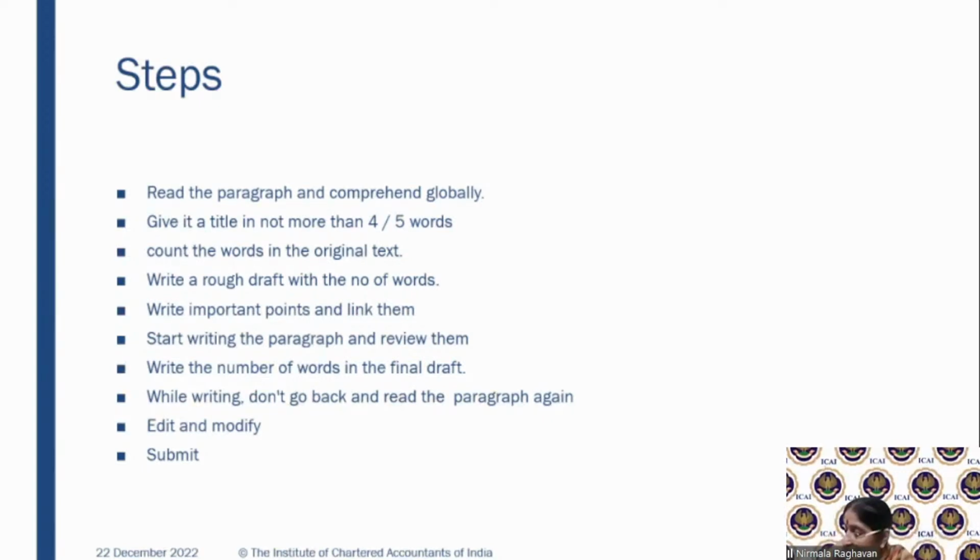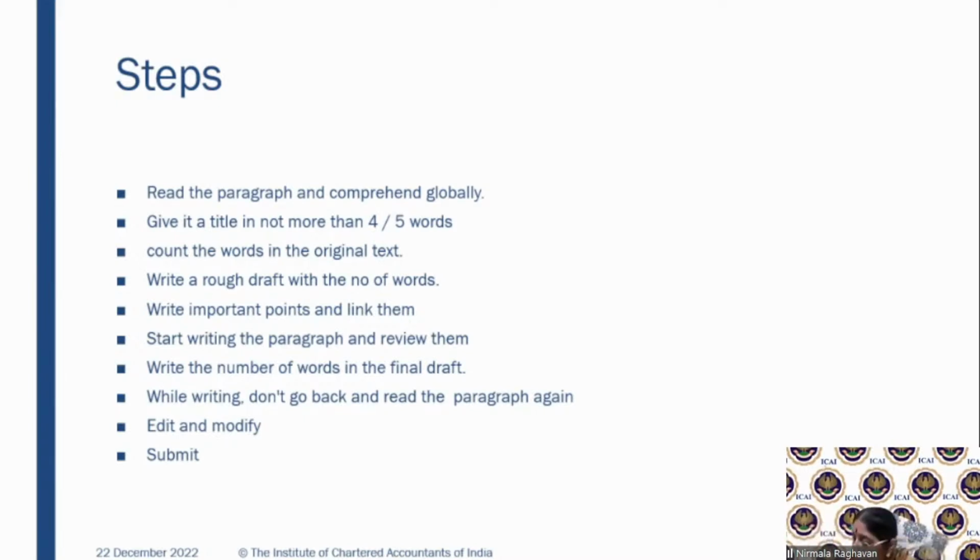Come on fast. Done? Okay, let me read it out for you. It is 10 steps. Read the paragraph and comprehend globally. What do I mean by comprehend globally? Just make meaning of what the passage is about. Like yesterday, I showed you a passage on prevention of malaria. That's the basic or fundamental line that runs through the passage, and therefore it is prevention of malaria, causes, effects, and results, maybe. Give it a title in not more than 4 or 5 words.